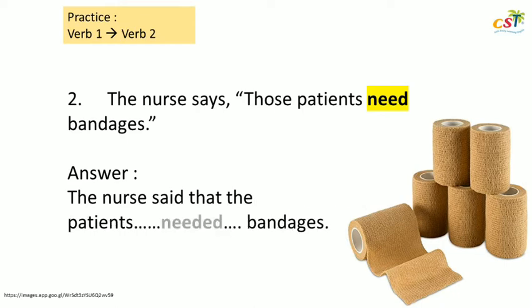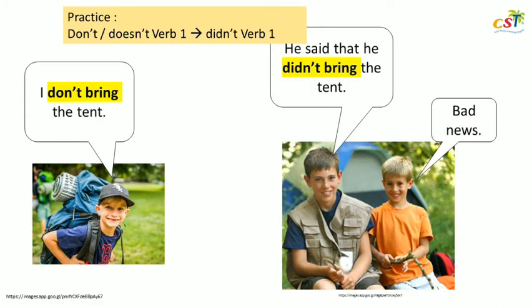That's super easy, right? You only have to change the verb 1 into verb 2. That's all. What's next? Let me see. What if the sentence is simple present in negative that uses don't or doesn't and verb 1? So you only have to change to be didn't and verb 1. Don't or doesn't change into didn't.